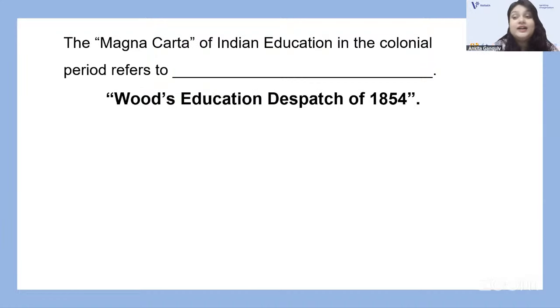Tell me the year of Macaulay's minute. 1835. Very good. Hindu College was established in Calcutta in which year? 1817. Very good. Okay.